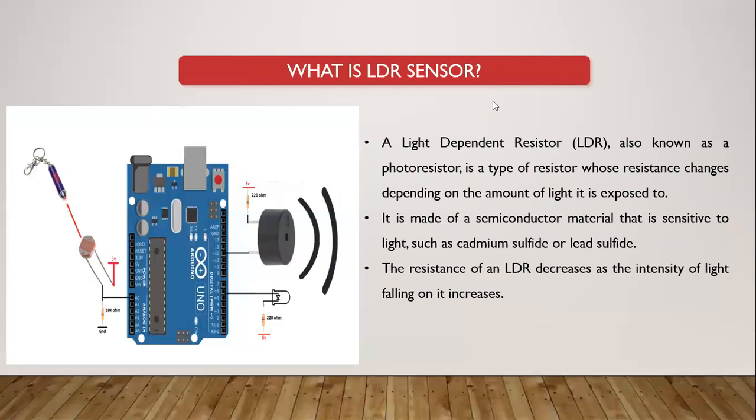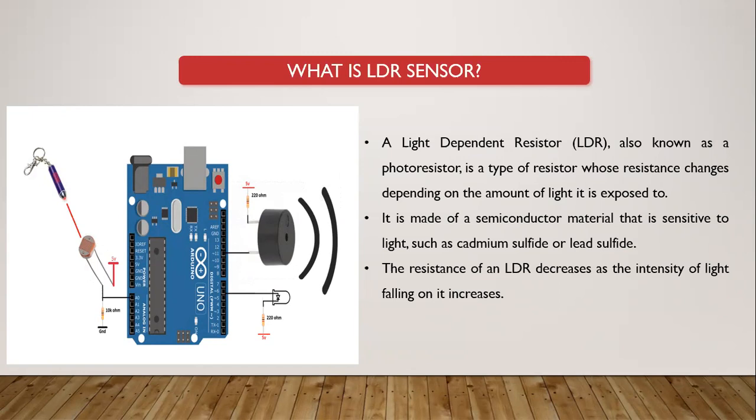Very good morning. As in the previous session, we have seen our temperature sensor. In today's session, we will be observing our next type of sensor, that is the LDR sensor. Actually, LDR is light dependent resistor, which is also called a photoresistor.